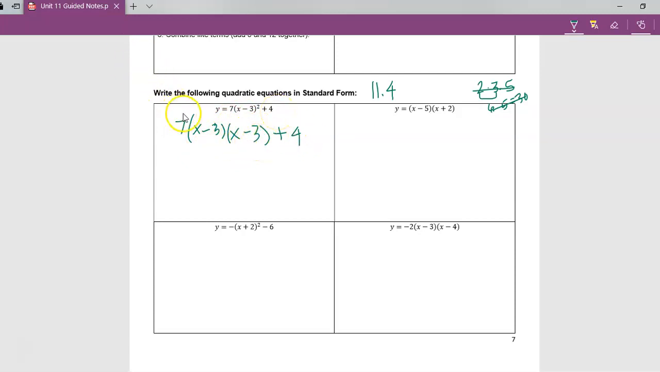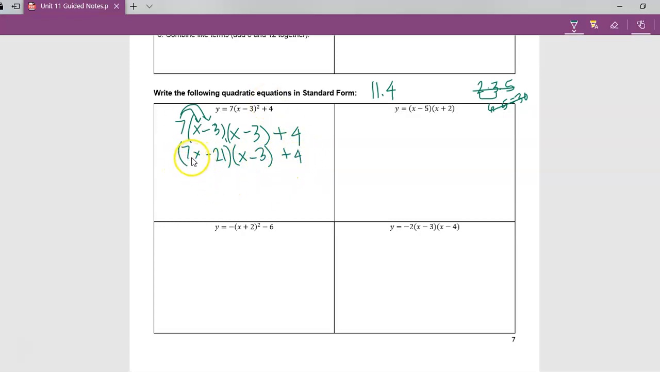So 7 is going into the parentheses. 7 times x is 7x. 7 times negative 3 is negative 21. I do need to keep parentheses around that, because I still need to multiply that whole number by that number. I need to multiply 7x minus 21 times x minus 3. And don't forget, we still have a plus 4 out there.